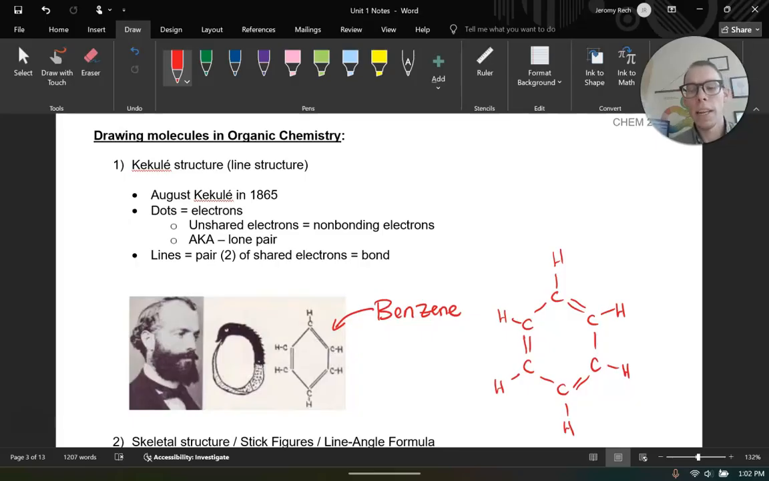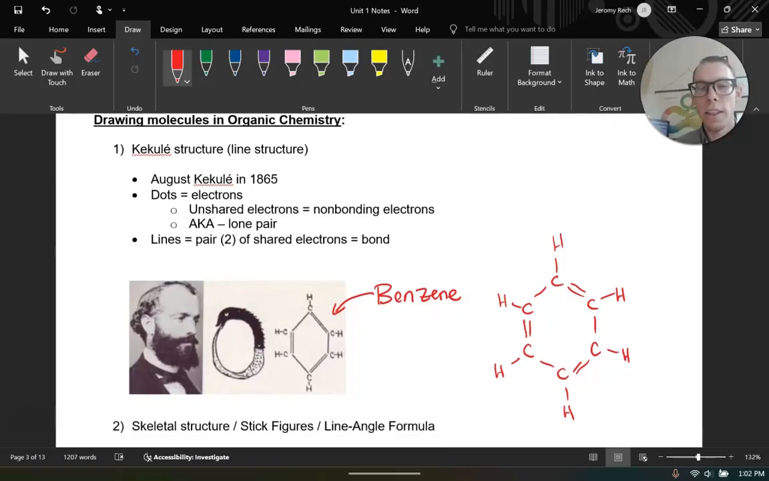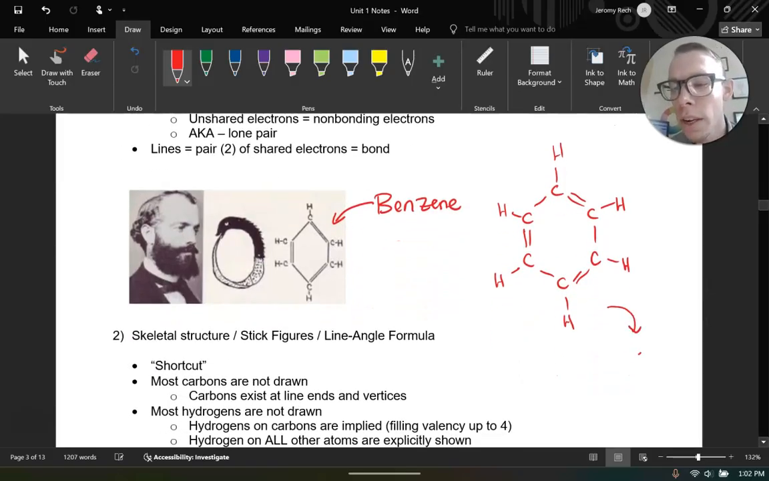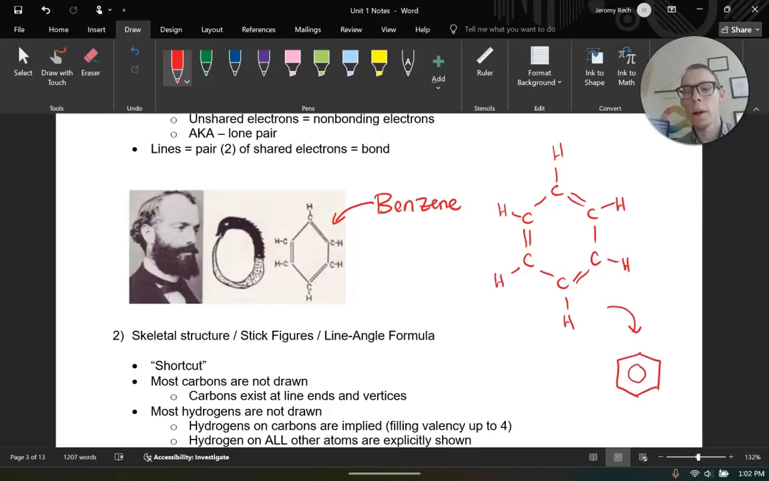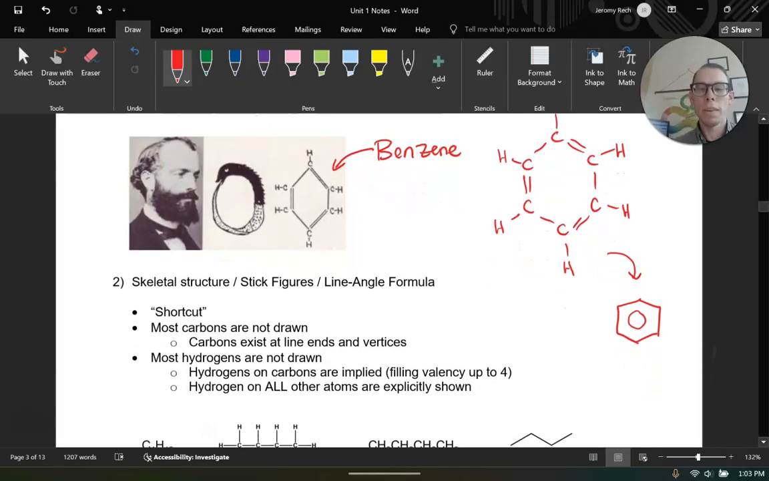Now, drawing this takes a little bit of time because of how many H's you have to draw. There's a shorthand way that you can draw that, and that's our second one, which is skeletal. The shorthand way of drawing this is just a structure like this. You can see how quickly we're able to draw that. This is a six-membered ring with a circle in the middle. How much easier that is than writing out 6 carbons, 6 hydrogens, and then drawing out 20-ish bonds or whatever. And this is the one that we'll spend the most amount of time on.